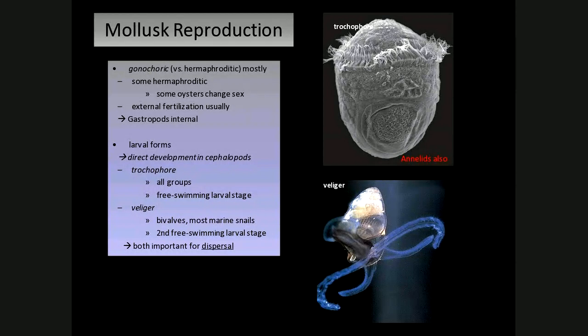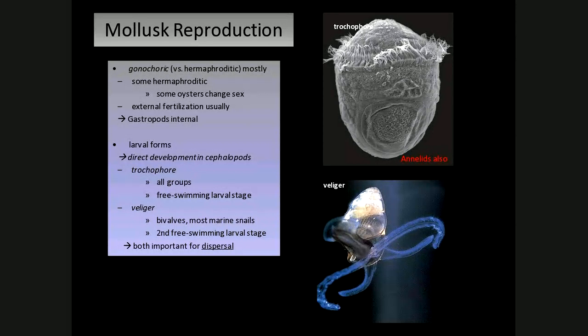All right, mollusk reproduction. They're gonochoric, there usually are males and females. There are some hermaphroditic species, and some oysters can actually change sex. There are some species of fish that can do that too, by the way, so that's not necessarily unusual. Among many mollusks, especially those living in the ocean, as you would expect, external fertilization is going to be the rule. They're going to spawn their sperm and egg. Gastropods who live on land, as you might imagine, are internal fertilizers.